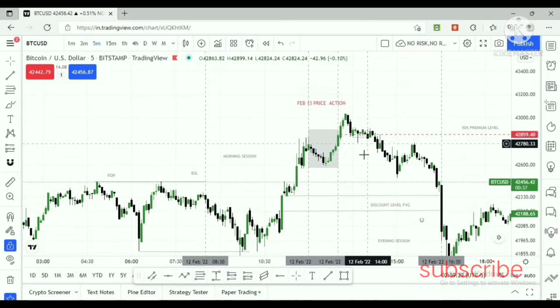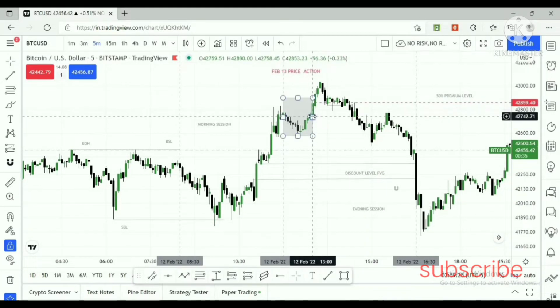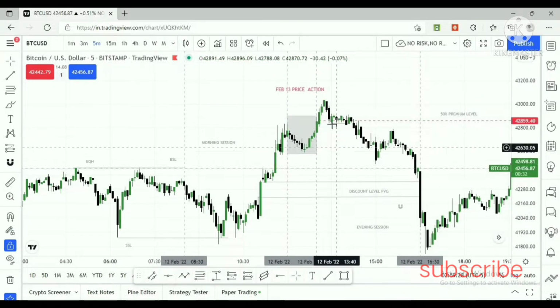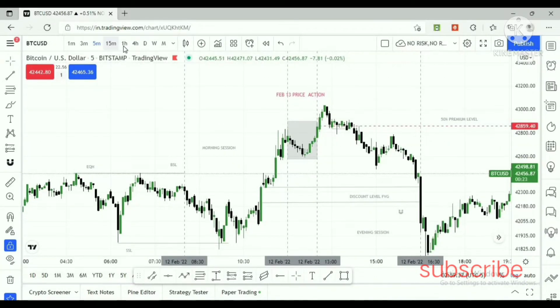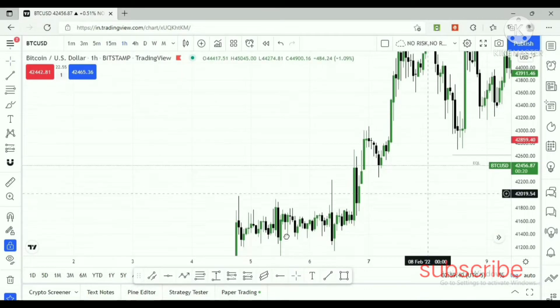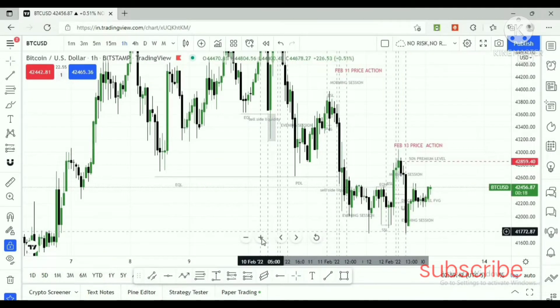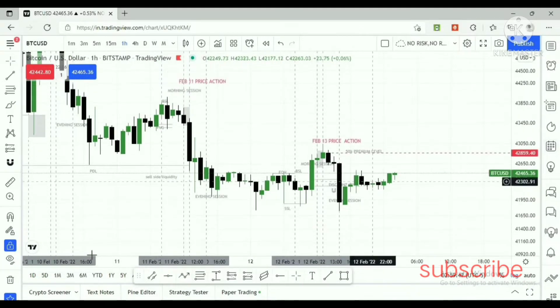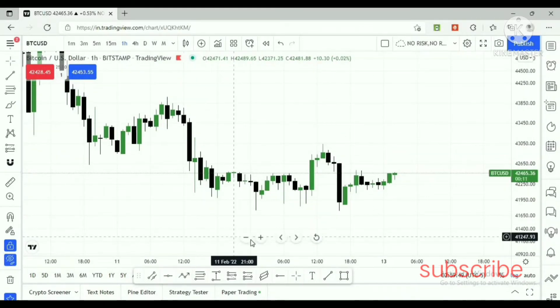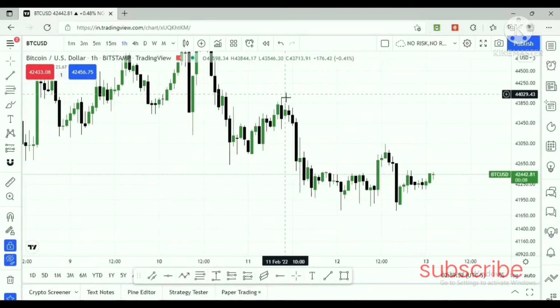The evening session starts after 1 p.m. See guys, price reaches my 50% premium level. I know after reaching this level price will reverse. Let me show you how I mark this level. If you use your fib from this high to this low, you will find 50% of this level.